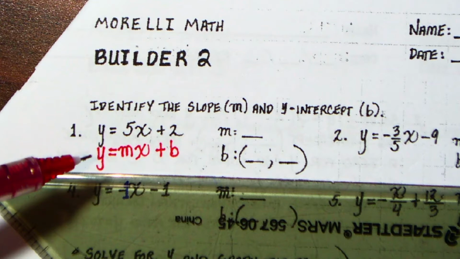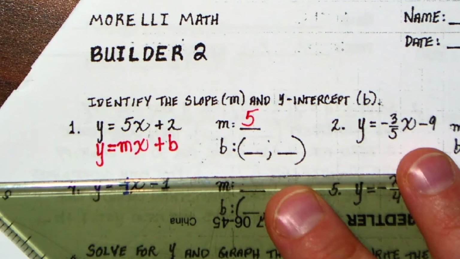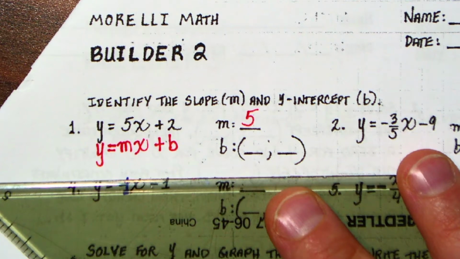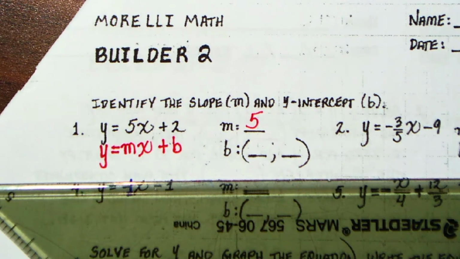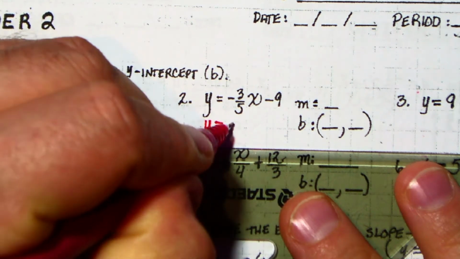The y-intercept is 2. But is it 0, 2 or is it 2, 0? 0, 2. Very good. Very good work. Raise your hand if you got that one right. That's great. Again, this is already in the form y equals mx plus b.